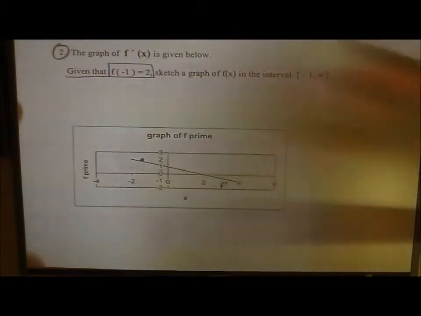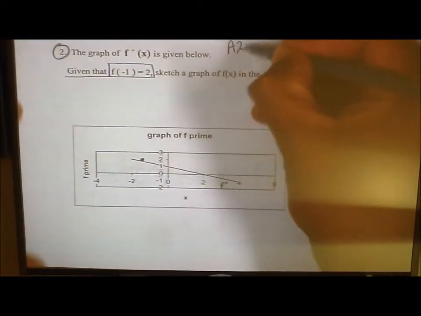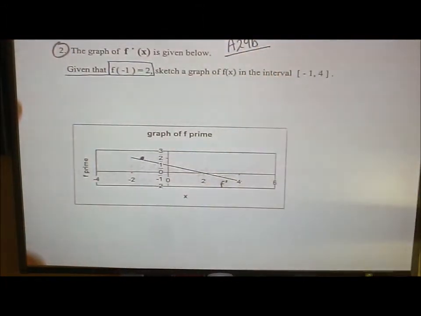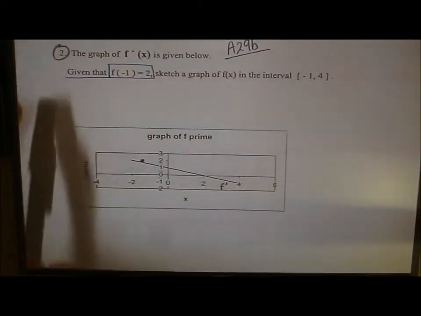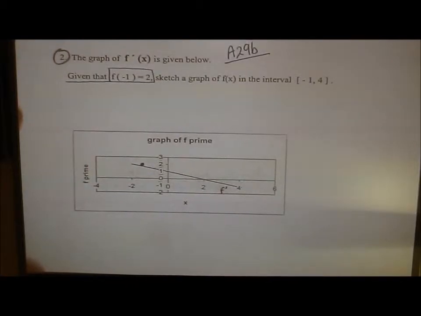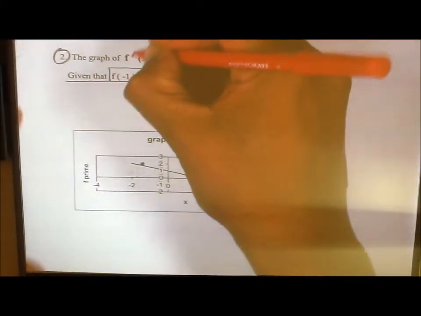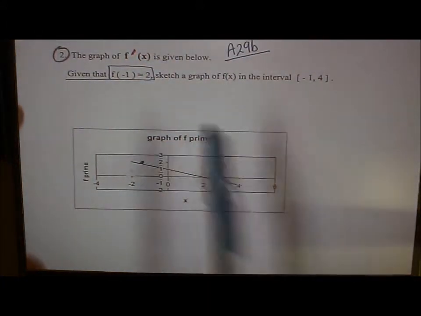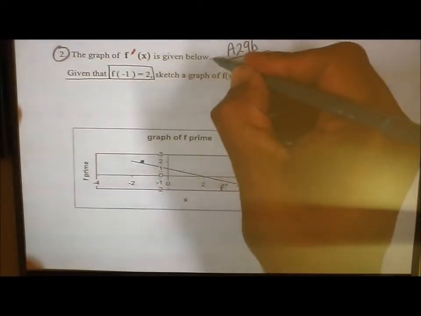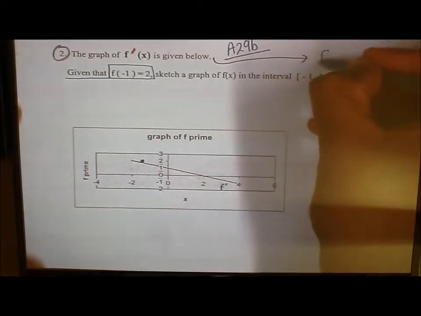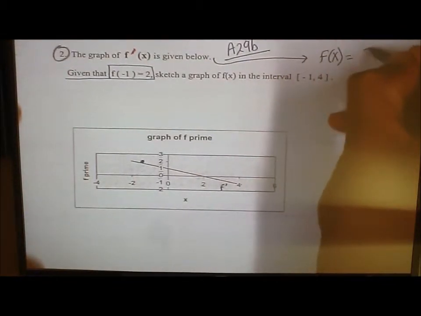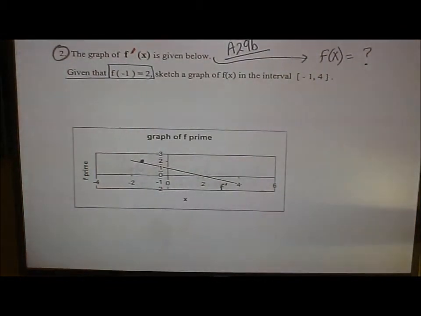Okay, so this lesson, which we're calling Assignment 29b, I'm now doing Part A, number 2. And what we're trying to do here is go from f prime. They're giving us the graph of f prime, and from the graph of f prime, we're trying to go back and figure out what the graph of f might have looked like.